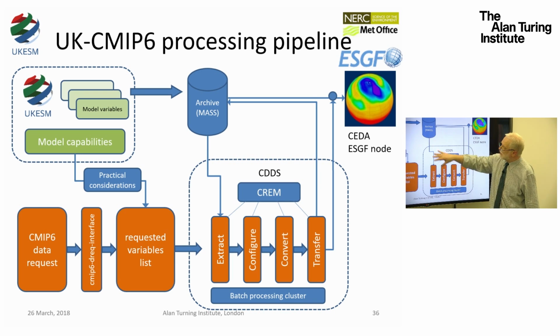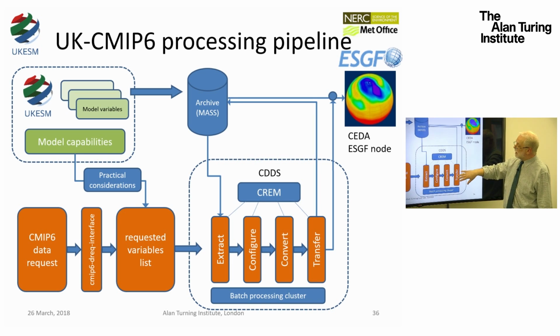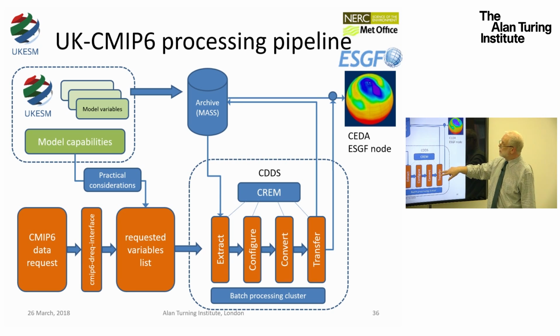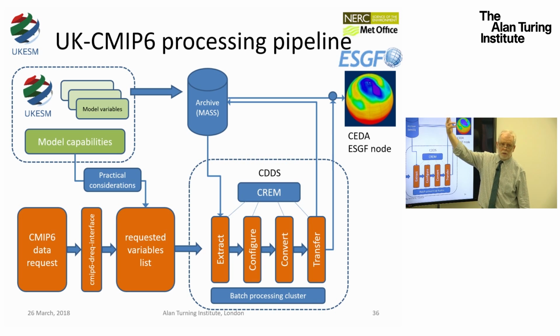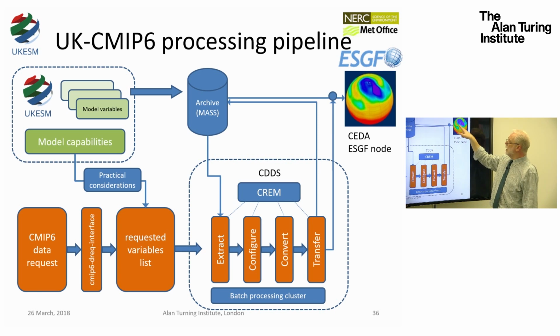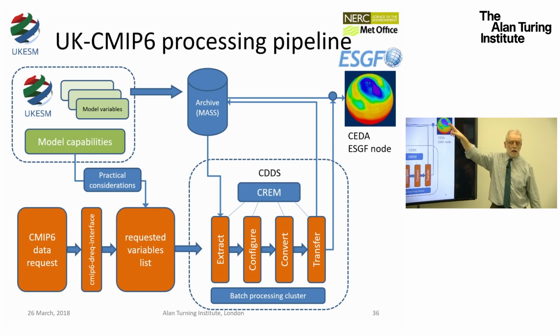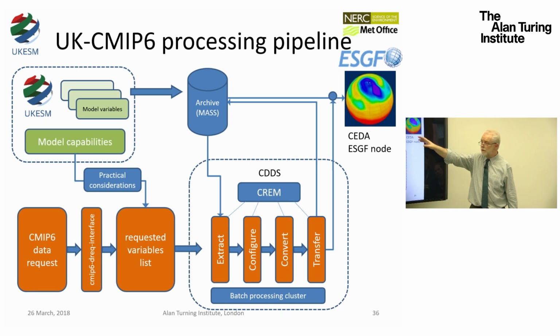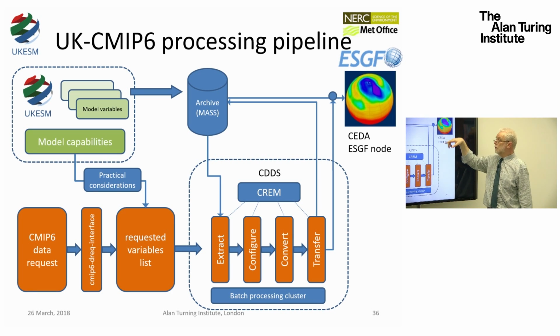First of all, we extract the model output. We configure the conversion process. We do the conversion. And then in this final step, we take the converted data files and transfer them back to our archive, so we've got a copy of that. And we also notify CEDA that they're available for copy to ESGF.